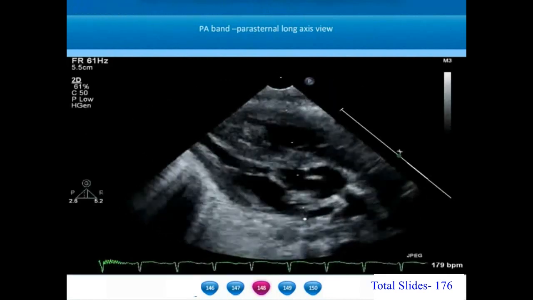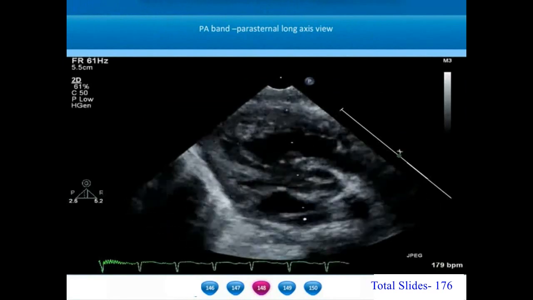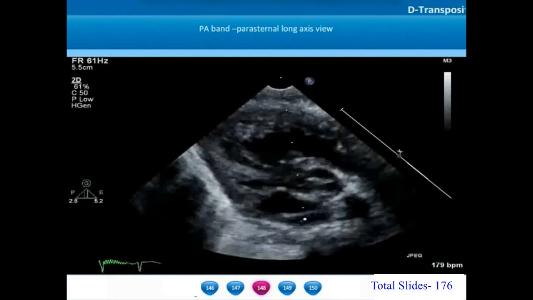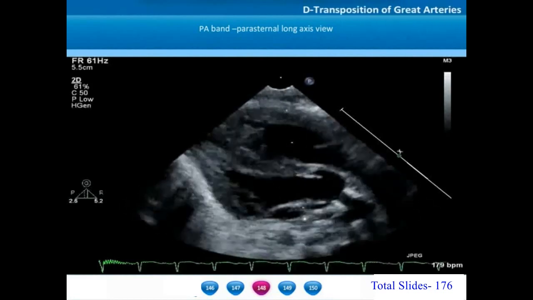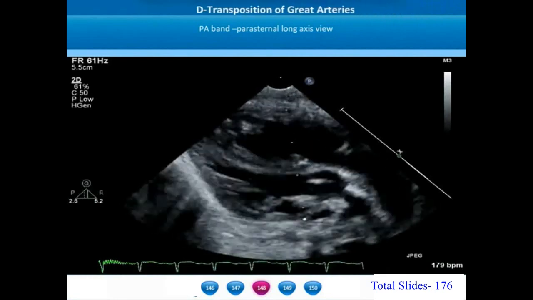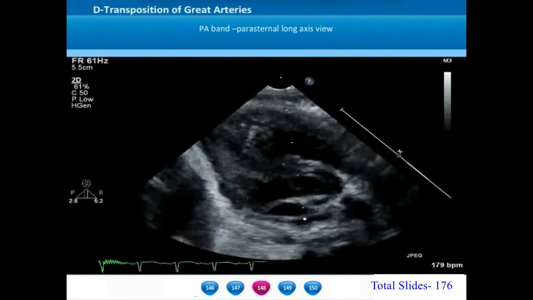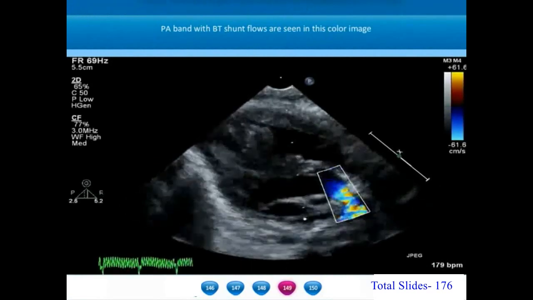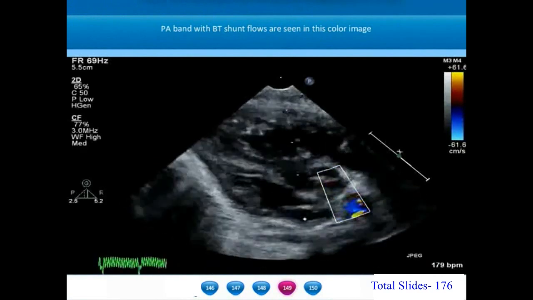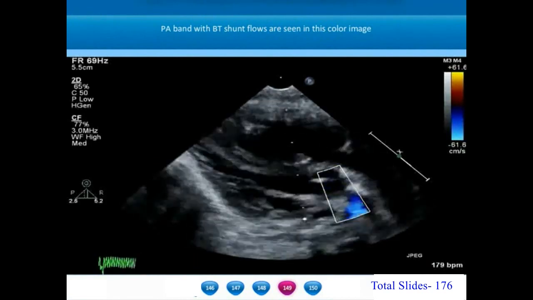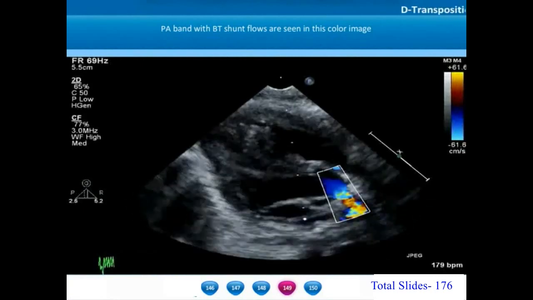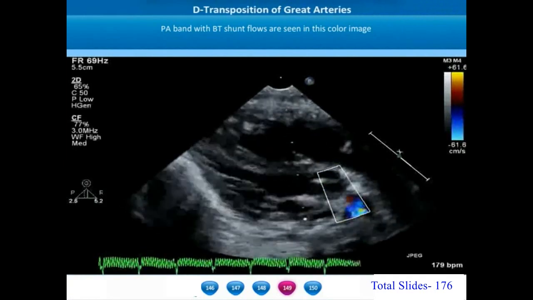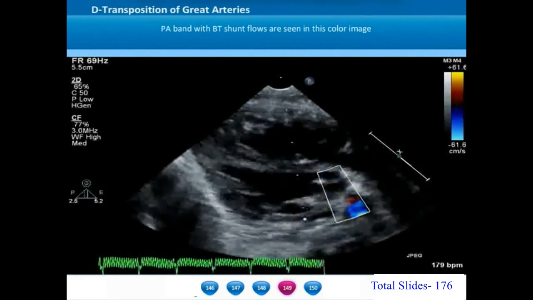In this parasternal long axis view, we can notice the position of the pulmonary artery band. The echogenic two lines in the middle of the main pulmonary artery are indicating the site of the pulmonary artery band. When we do a color flow imaging, we can notice the tight obstruction offered by the pulmonary artery band. We can see a continuous color flow distal to the band due to the continuous flow of blood from the aorta to the pulmonary artery through the BT shunt.